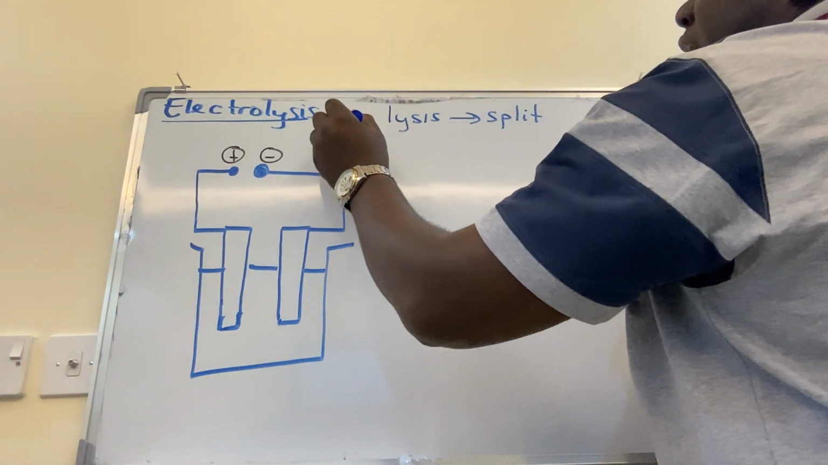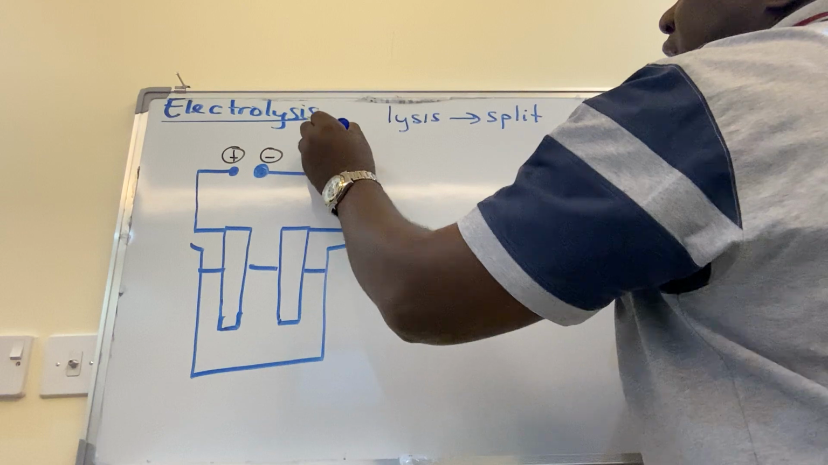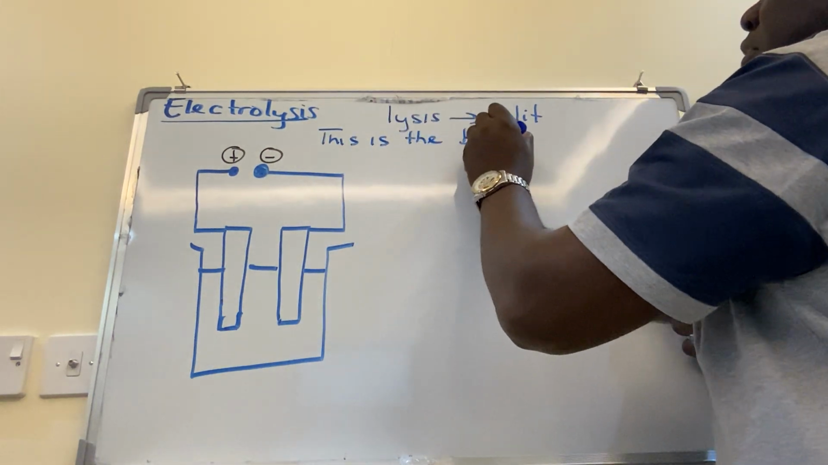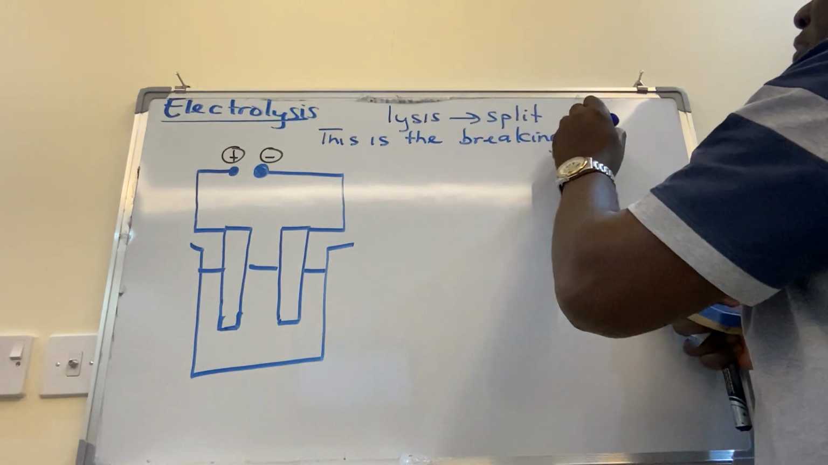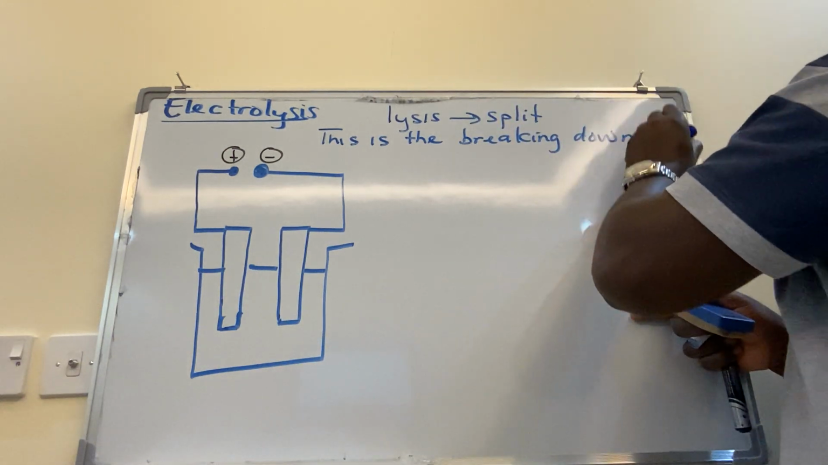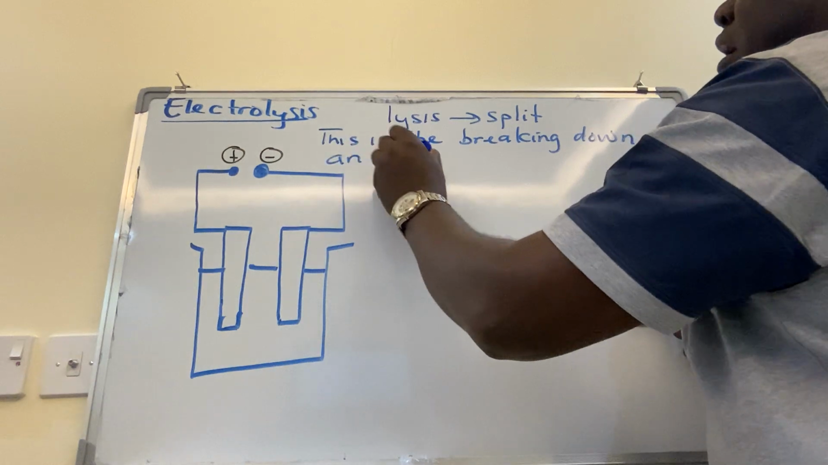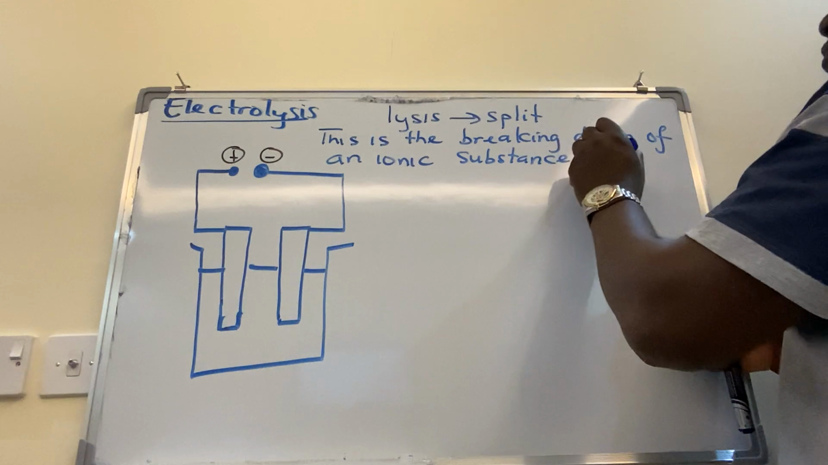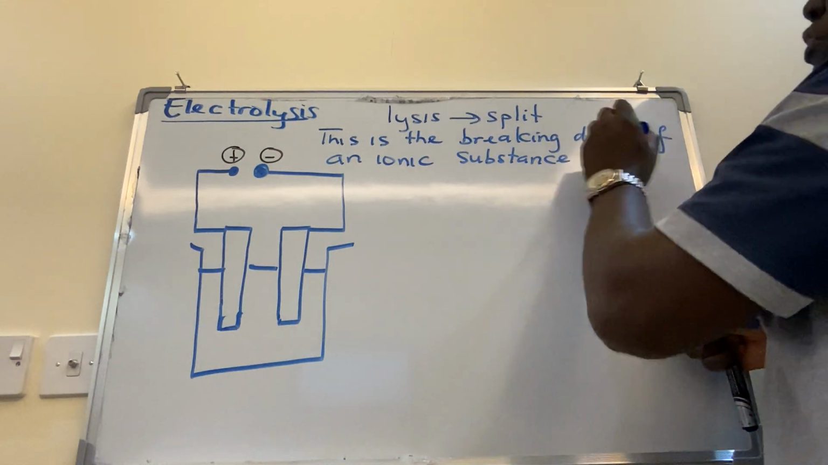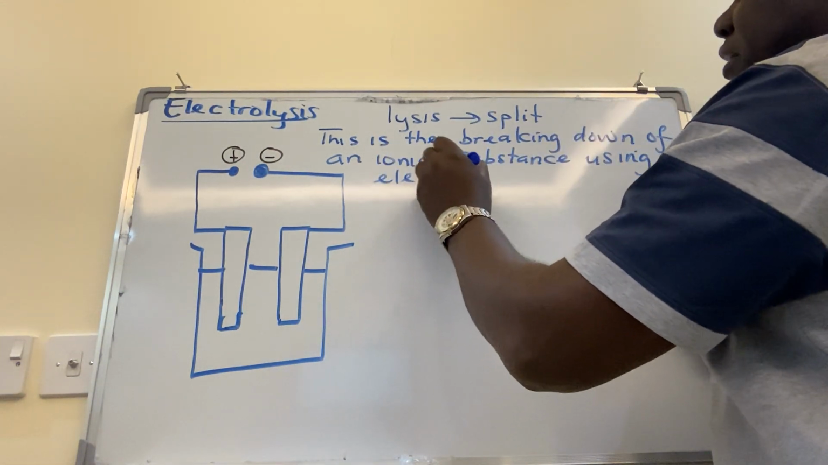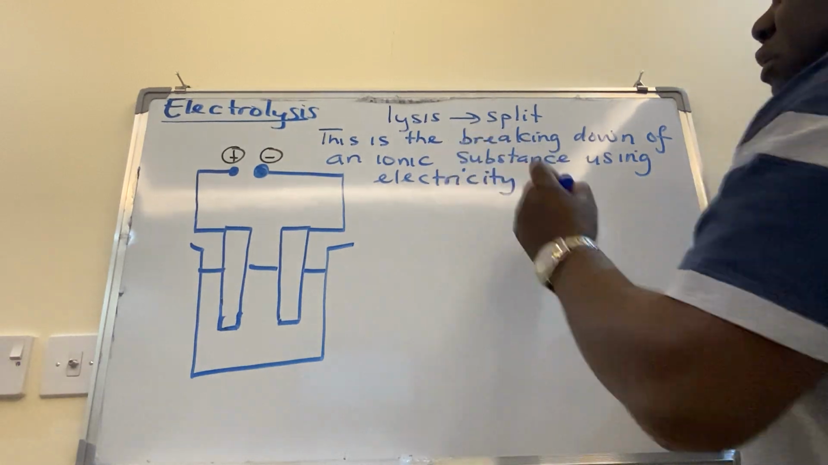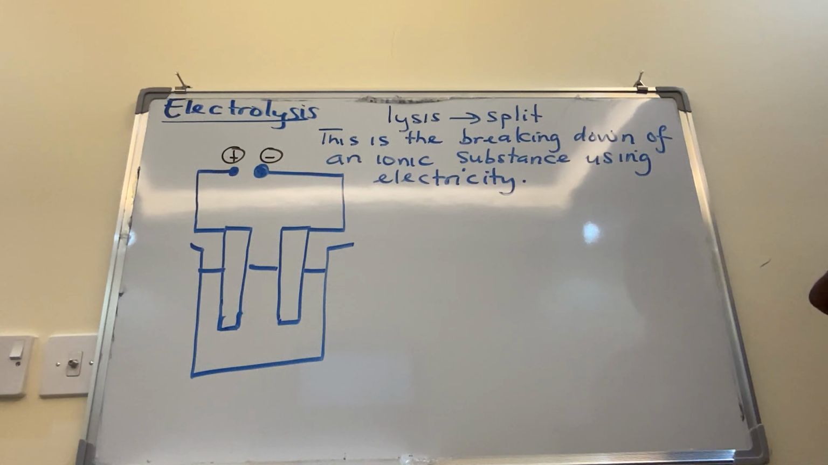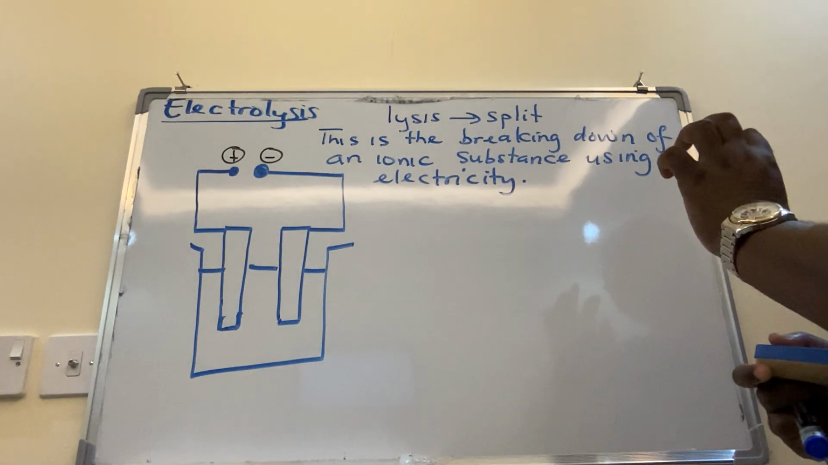So electrolysis, we can say this is the breaking down of an ionic substance using electricity. Two keywords here that we're supposed to take note of. We are breaking down an ionic substance.